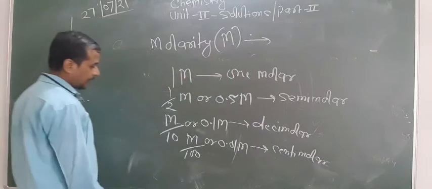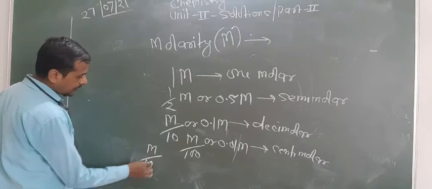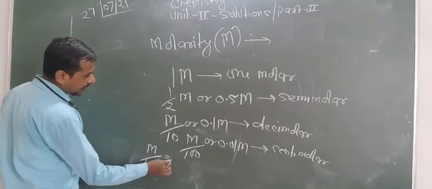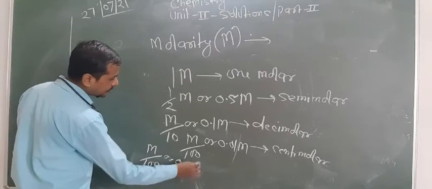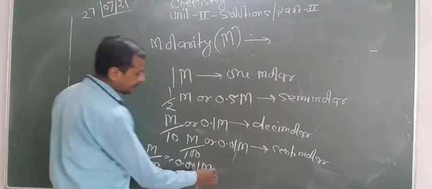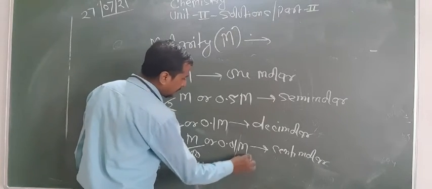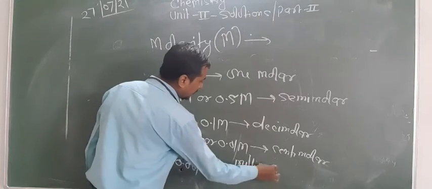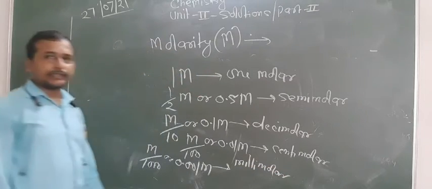Centimolar. And if m by 1000 is given, in that condition you can write 0.001 capital M. So this is known as millimolar. Are you getting this point or not?